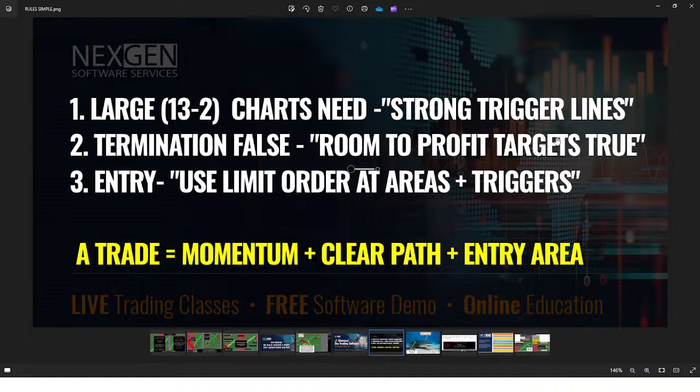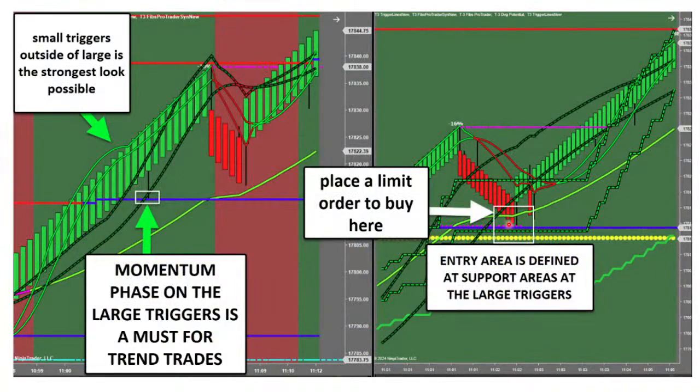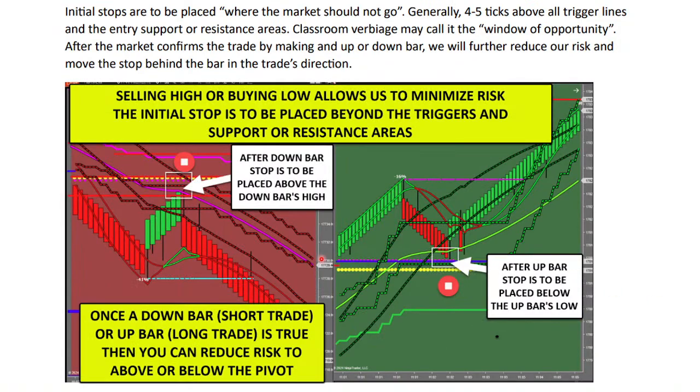But if I focus on entries, if I spend 20 days learning how to figure out where the market is most likely to continue, what it tells me is where the market shouldn't go. Because if price should pull back to an area inside of favorable large triggers, then price shouldn't go 4 or 5 ticks beyond those triggers.